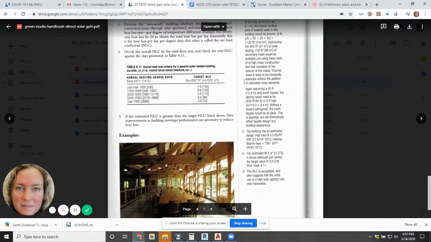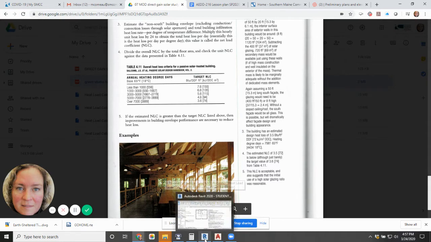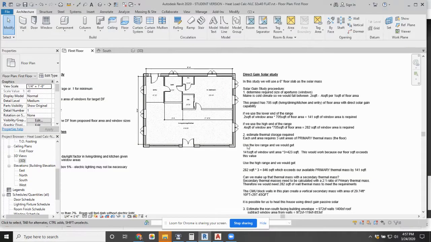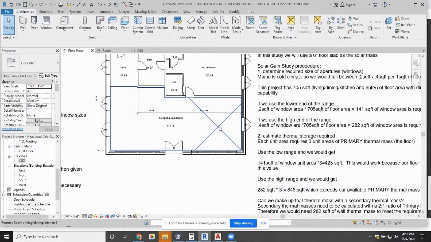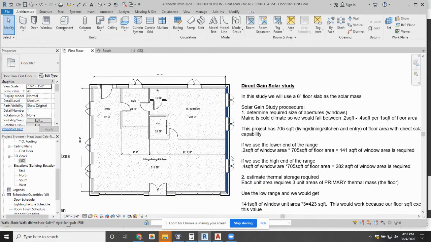That's how this works. So this example project over here is what I used as my guideline, but I'm going to break it down in those same steps. I did that over here. So here's the same building, and we'll start off first of all by determining the required size of apertures or windows.